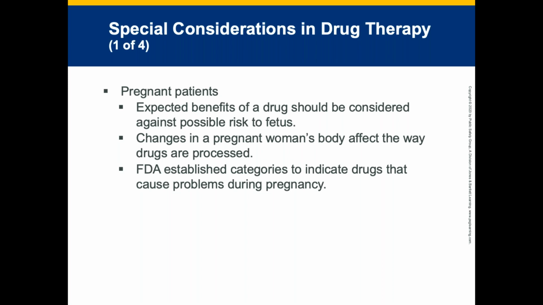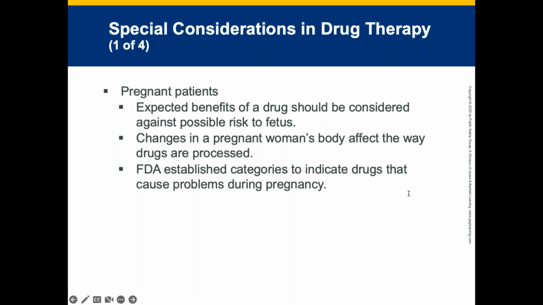So teratogenic drugs are drugs that pose a risk to the normal development or health of an unborn fetus. Changes in a pregnant woman's body affect the way drugs are processed and may increase the chance of harm. Right? Metabolism of the drug in the liver is decreased. They have an increased rate of excretion as well, because now they have another child inside.